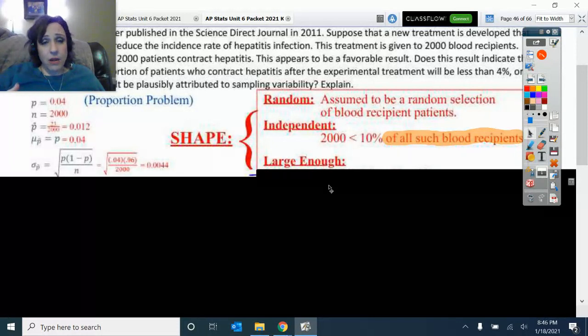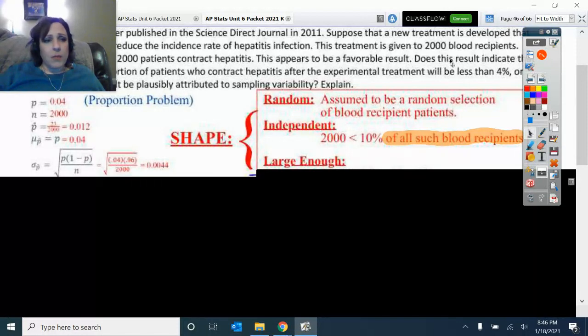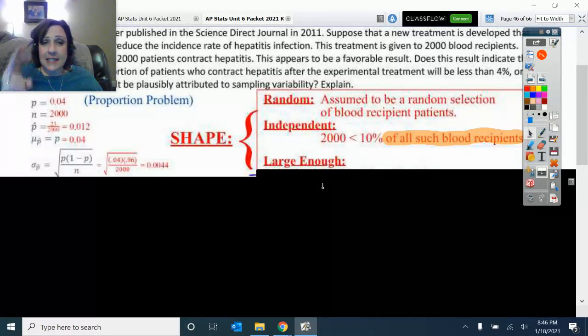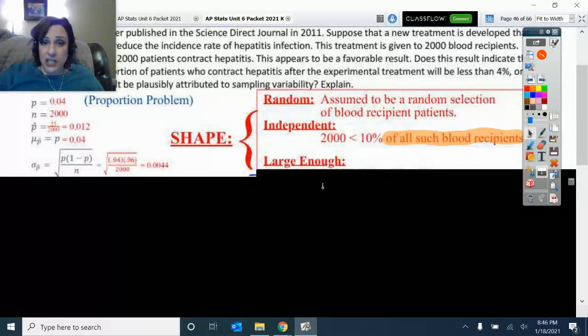Was this a mean problem or a proportion problem? Well, it was a proportion problem because it talked about the 4% infection rate, and we were trying to reduce that infection rate. So, therefore, my rule for proportions is at least 10 successes and at least 10 failures. Has to be large enough.